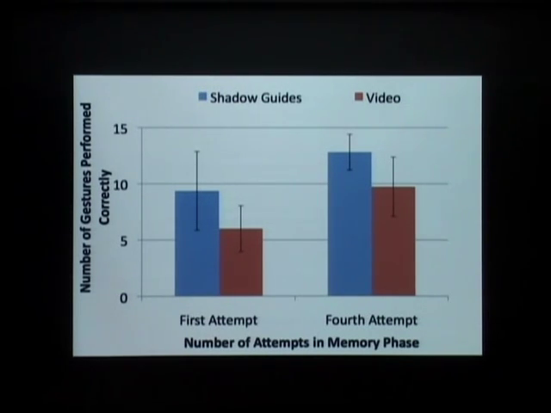Yeah. So do I understand correctly that with video the participant is just looking at how it's done, and with shadow guide he's doing it with guidance? Well, the way that it worked was the participant would watch a video and then they had to perform the gesture. I see. Right. So it wasn't just that they watched the video 7 times and then were tested. I see. Okay.